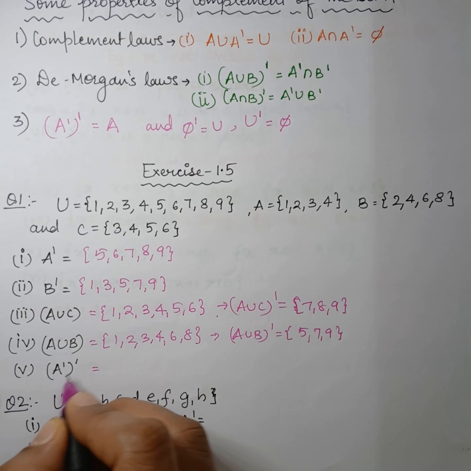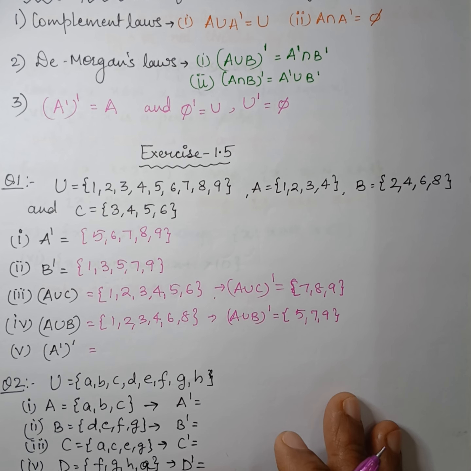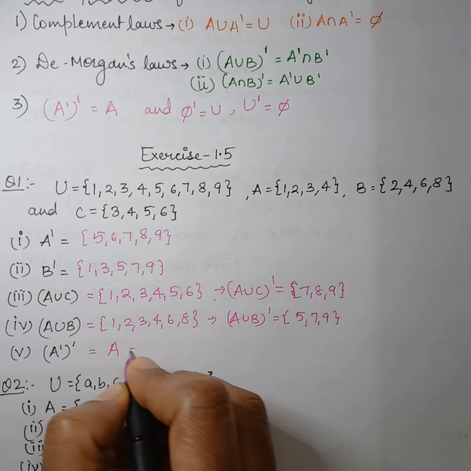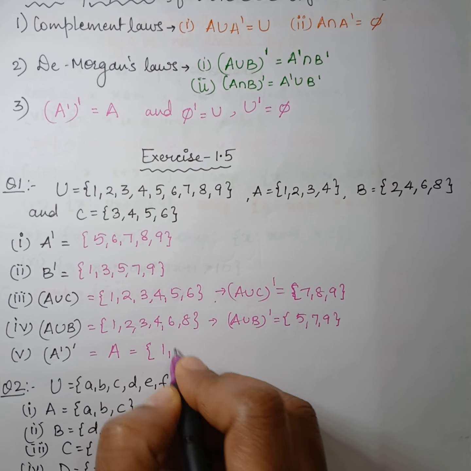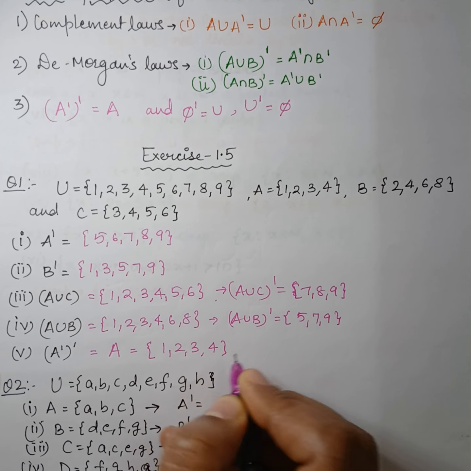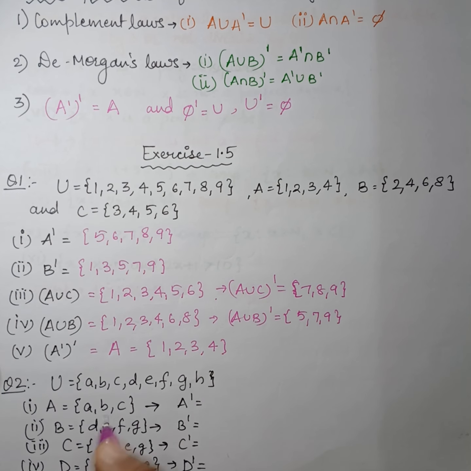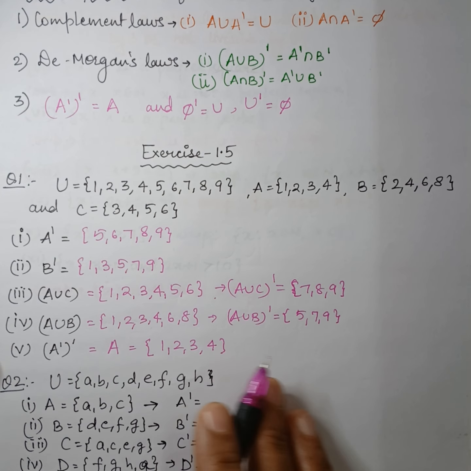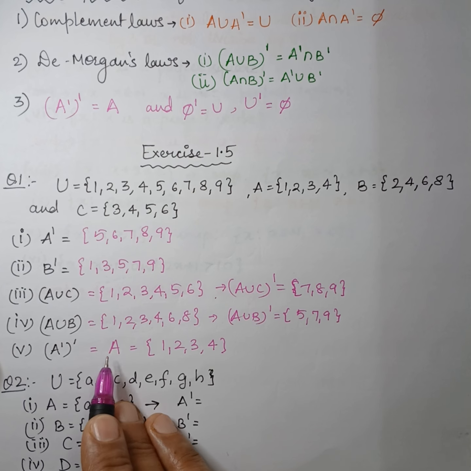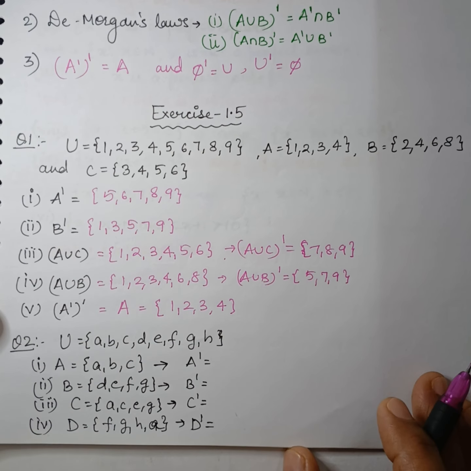Then we have A complement's complement, that we already know. A complement is equal to A, which is equal to 1, 2, 3, 4. We did it, that the complement of A complement is equal to A. So here we have A complement's complement is equal to A, which is 1, 2, 3, 4.